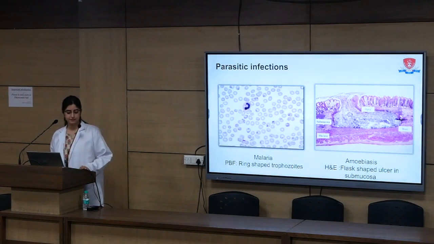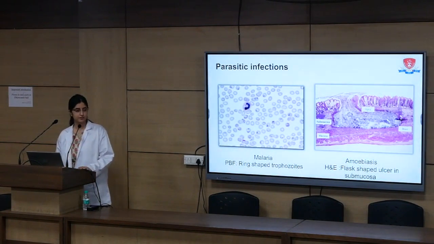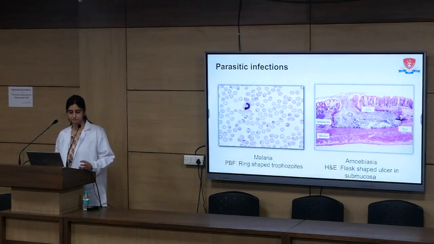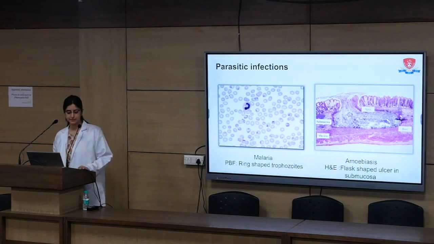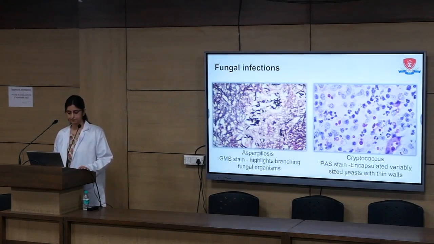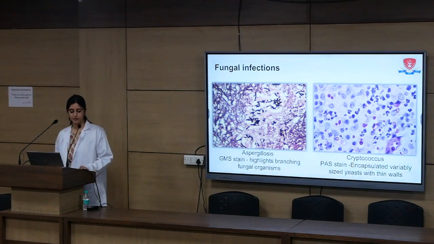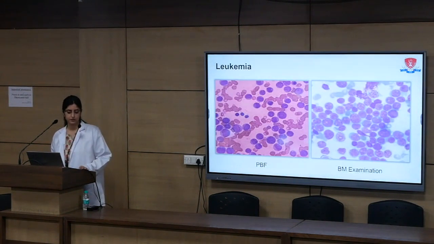Now parasitic infection. Malaria on PBF, we can see the ring shaped trophozoites of Plasmodium falciparum. And amoebiasis on H&E is caused by Entamoeba histolytica, and we can see a flask-shaped ulcer in submucosa where the base is broader than the apex and the base consists of cellular debris. Fungal infection. Aspergillosis caused by Aspergillus species. On a GMS stain, we can see highlights of acute branching fungal organisms. Cryptococcus. On PAS stain, we can see encapsulated variably sized yeast with thin wall.